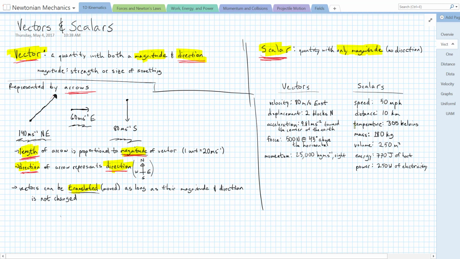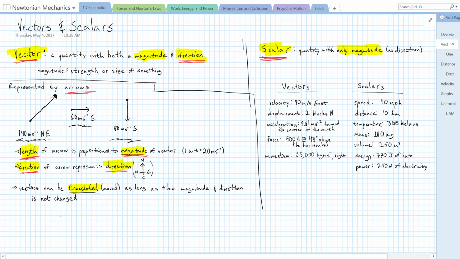Some other scalars are going to be temperature, mass, volume, energy, and power. This is not exhaustive, there are more scalars. But they don't point in a particular direction, they're just quantities with an amount. Some other vectors might include acceleration, force. When you push on someone, you push them in a particular direction, and momentum. Momentum is going to point in a particular direction.